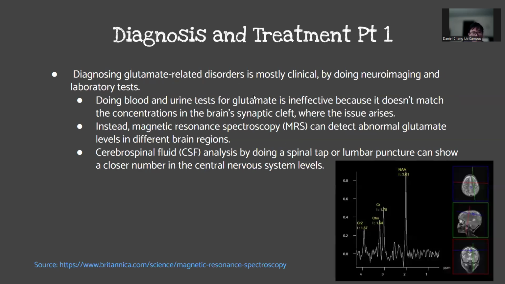Some treatments can be used, but first of all, you need a diagnosis. So you use clinical tests in the lab, which involve neuroimaging and laboratory tests. You use an MRS, magnetic resonance spectroscopy, to detect abnormal glutamate levels, or you can use a spinal tap, which involves tapping the cerebrospinal fluid and getting some out, which is a little bit invasive, and you can see the levels through this picture right here using the imaging.